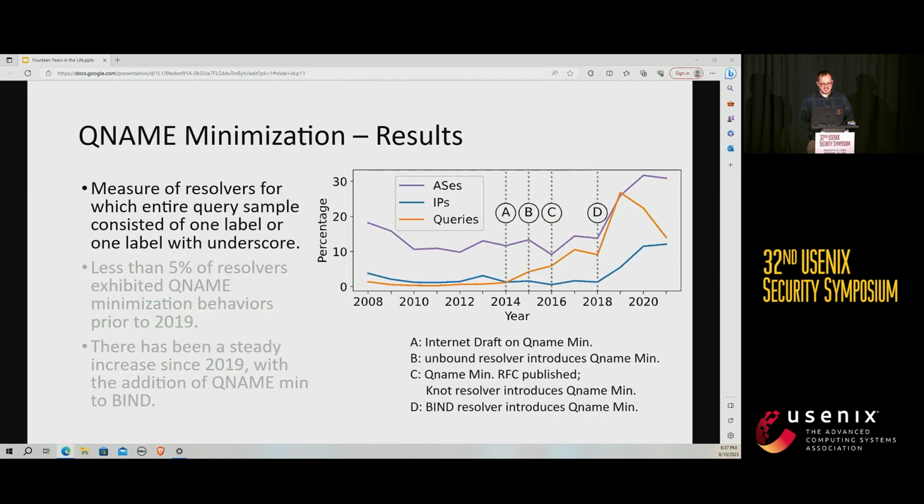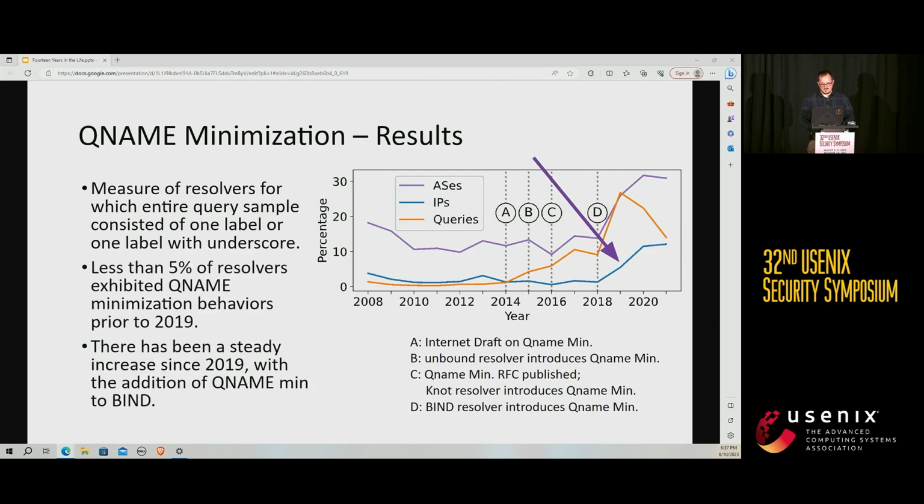Now for QNAME minimization, to detect this, we looked for resolvers whose entire query sample consisted of one label or one label with underscore. Less than 5% of resolvers exhibited QNAME minimization behaviors prior to 2019. Coinciding with its adoption by Bind, a clear uptake in resolvers using QNAME minimization is shown starting in 2018, reaching 12% by 2021.